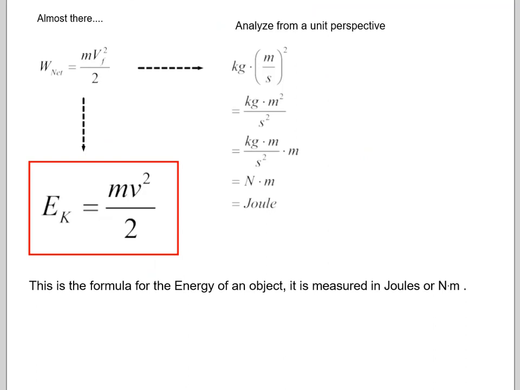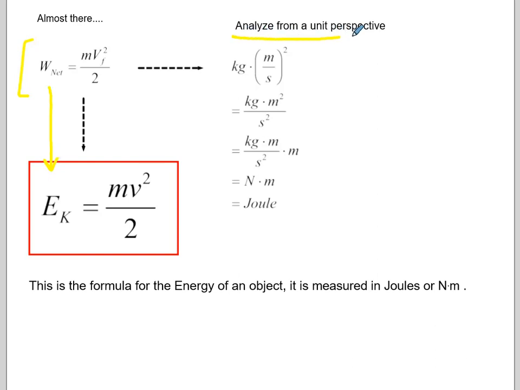So this is what we brought from the other page. Okay, so what I'm going to do is, instead of saying the net work done, I'm going to call this my kinetic energy. Okay, and instead of putting in the final velocity, I'm just going to say it's the velocity of the object, and we're going to work under the assumption that it started from rest. Okay, so here is my new equation. So if you're doing your formula sheet, okay, this would be something you definitely want to have on there.